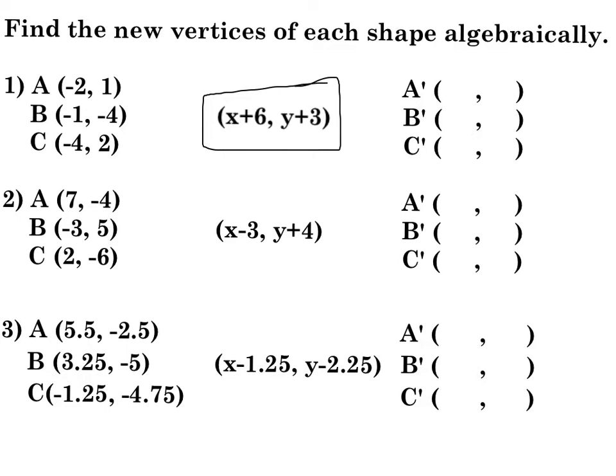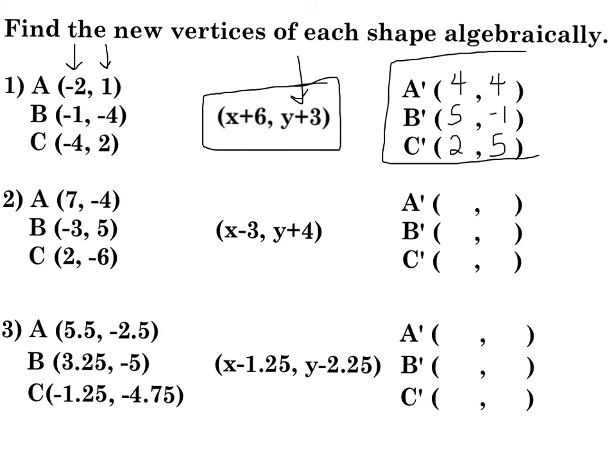So looking at this first one, if we add 6 to all of our x coordinates here on problem number 1, we have -2 plus 6, which would be 4. We have -1 plus 6, which is 5, and -4 plus 6, which is 2. The y coordinates, it says we're going to add 3 to. So 1 plus 3, -4 plus 3, and 2 plus 3. So if you were to graph this triangle right here, it would be a translation of the original triangle.